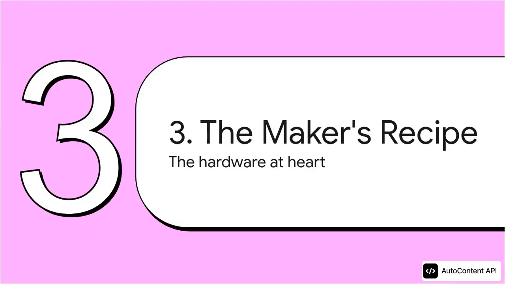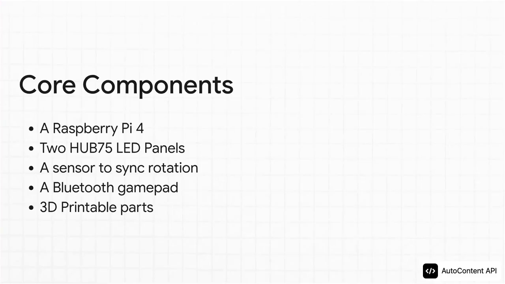All right, so let's get into the nitty-gritty. What hardware actually makes this thing tick? You might actually be surprised at how normal a lot of these parts are. So running the whole show is a Raspberry Pi 4. The actual display part? That's two standard LED panels. You've got a simple little sensor that makes sure everything is perfectly synced up with the rotation, and for control, just a regular Bluetooth gamepad like an Xbox controller.